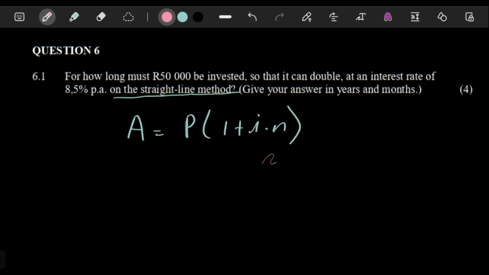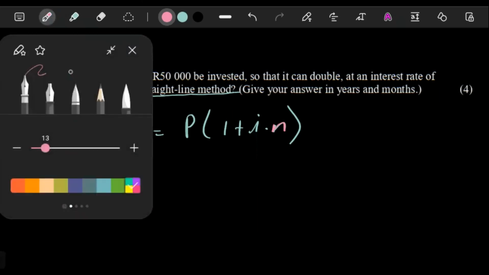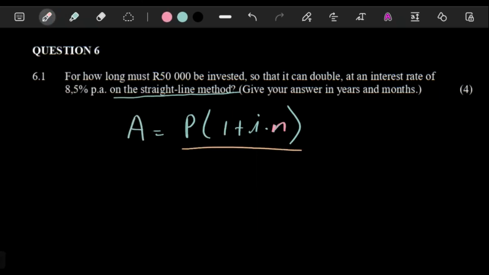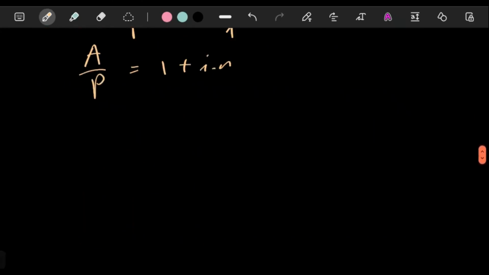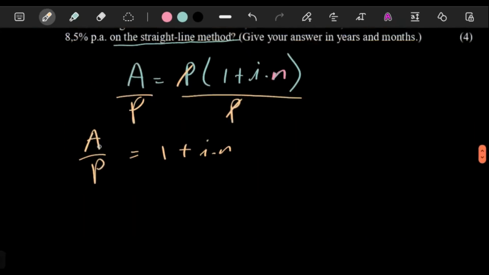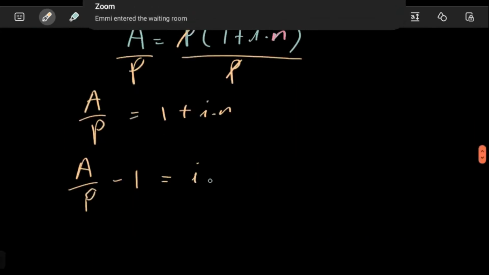You can either isolate n right now or put in numbers and then isolate n. I usually prefer isolating the variable first, especially if it's a weird variable like n. So let's make n the subject of the formula. First, you divide both sides by P. The P cancels, so you have A over P equal to 1 plus i times n. The n and the i are being multiplied together. So the 1 can move to the left, and you have A over P minus 1 equal to i times n.